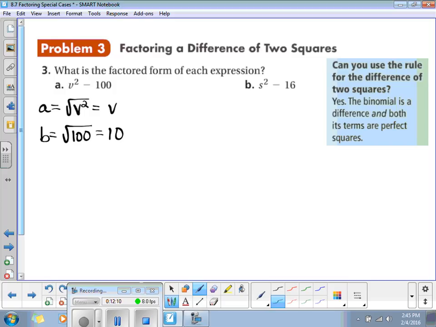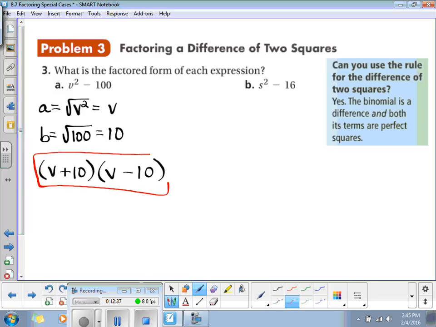Okay? So we write our two binomials. We have the A, which is the v, so v times v. And then we have the B, which is 10. So there's the 10 and the 10. And one of them will be a sum, and one of them will be a difference. Okay? So this is your final answer.